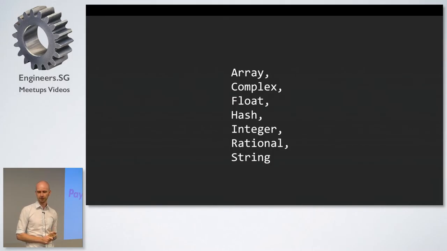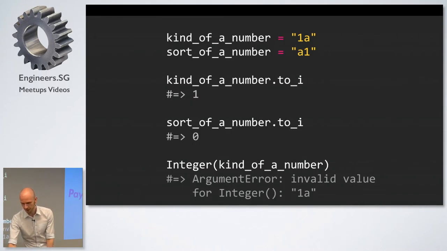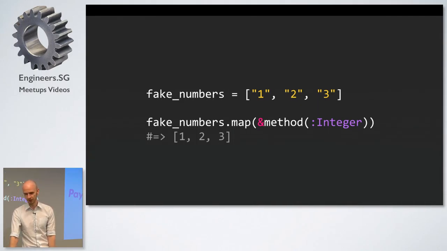So Array, for example, if you pass nil to the Array method, it will give you an empty array. And Hash works similarly. And you have something like Integer that works differently from calling to_i on your object, as demonstrated here. I have two strings that are sort of numbers, but they also have some other stuff in there. In the first example, the string is 1 followed by a letter, and to_i will return 1. The second one is a letter followed by a 1, and to_i will return 0. So it's sort of inconsistent here. But if you try to call the Integer method, it will throw you an argument error. So for all of these methods, they will return you what you expect, or they will throw an error, which can be useful in some cases. And of course, because they are methods, you can also use the method method to use them in an enumerable.